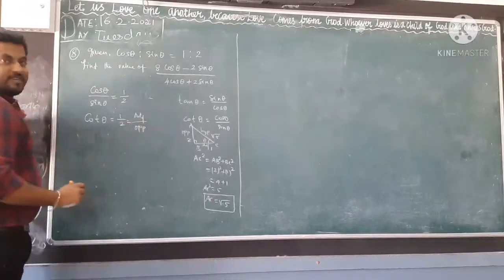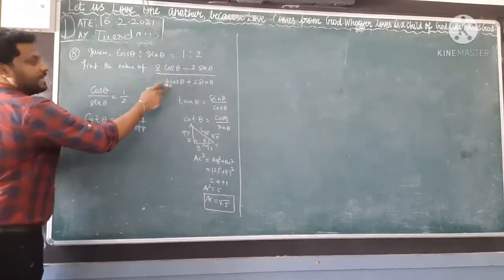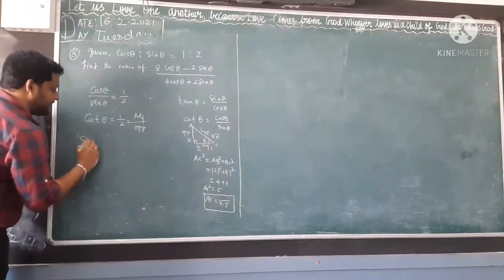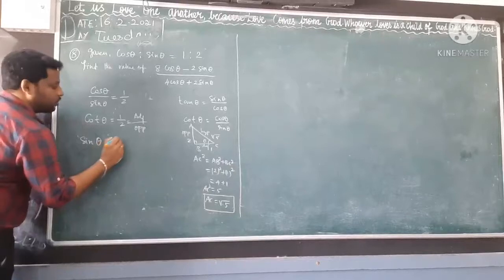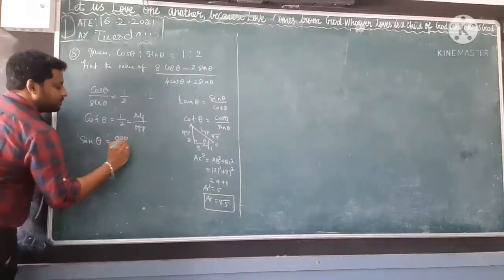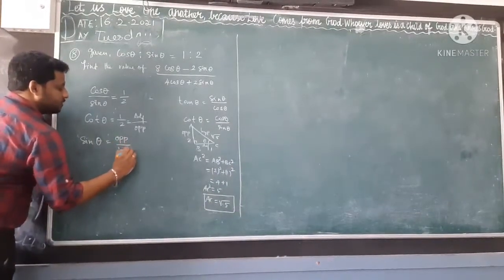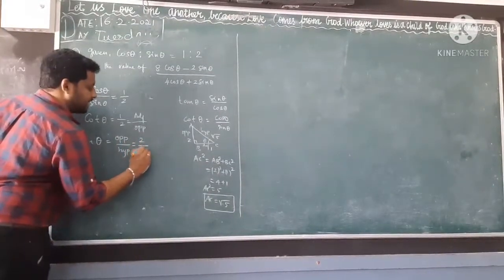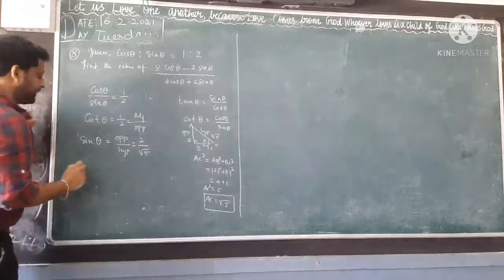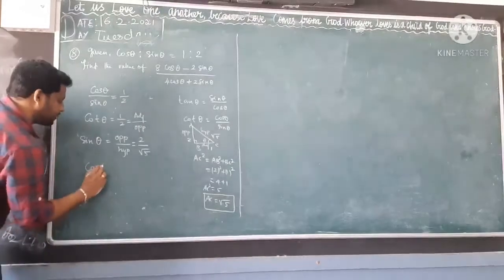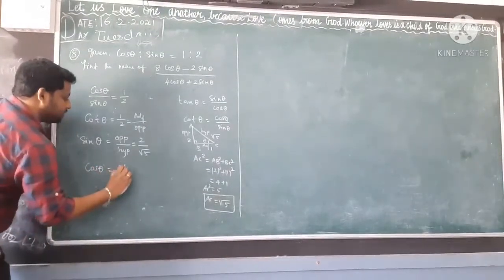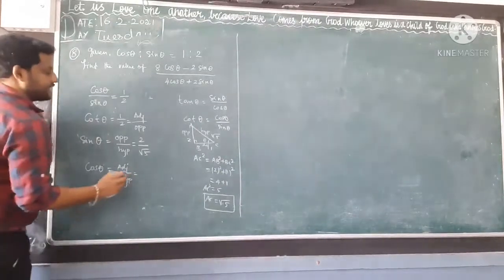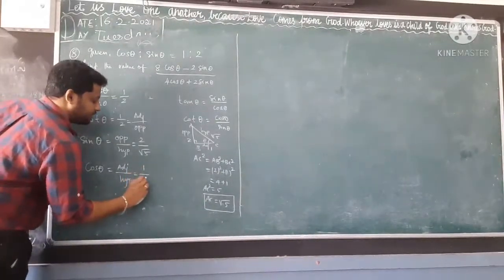Now we have the hypotenuse value, we can find cos theta and sin theta. First we find the sin ratio. Sin theta is equal to opposite side divided by hypotenuse, which is 2 divided by root 5. And cos theta is adjacent by hypotenuse, which is 1 divided by root 5.